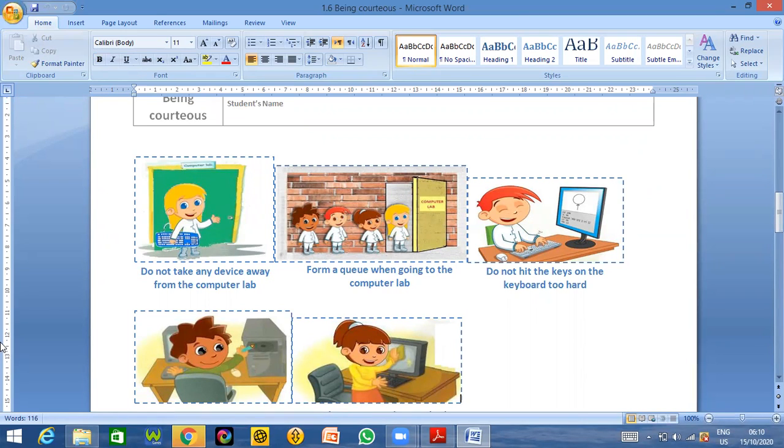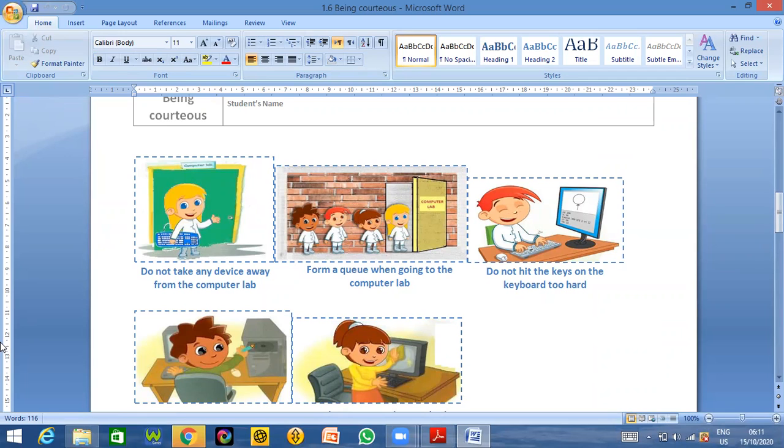Form a queue when going to the computer lab. Make a line. Always when you are going to the classroom, you should make a line. While you are going out of the class, you should make a line. While you are going to the computer lab, walk in the line. When you are coming back from the computer lab, you should stay in the line. Even animals walk in a line. So we are humans, we should always walk in line.